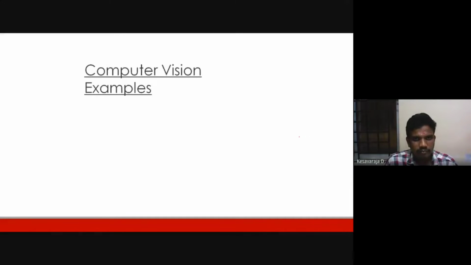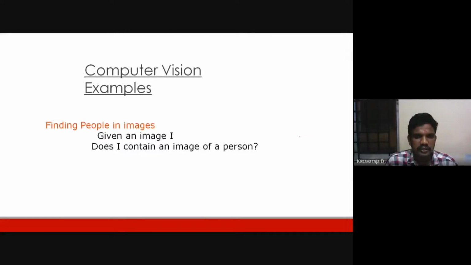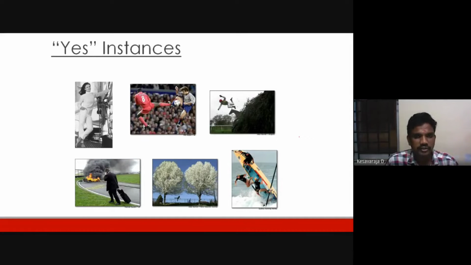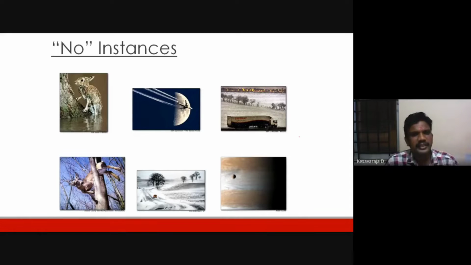Many more examples: finding people in an image. Given an image, it can find all those 6 images where human beings are represented in different locations. All 6 images represent instances comprising a human being, meaning a human is placed in the photo. But here are another 6 pictures shown on the slide, and automatically the computer recognizes there is no human instance placed on the page. So it automatically recognizes the image and says whether a human is present or not.